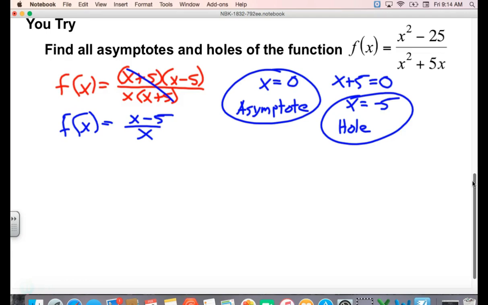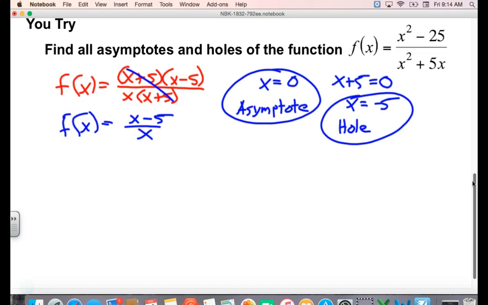Okay, so once we cancel the x plus 5 and the x plus 5, we see that if we set those two equal to 0, set x equals 0 and x plus 5 equals 0, then we get problems in our graph of our domain at x equals 0 and x equals negative 5.